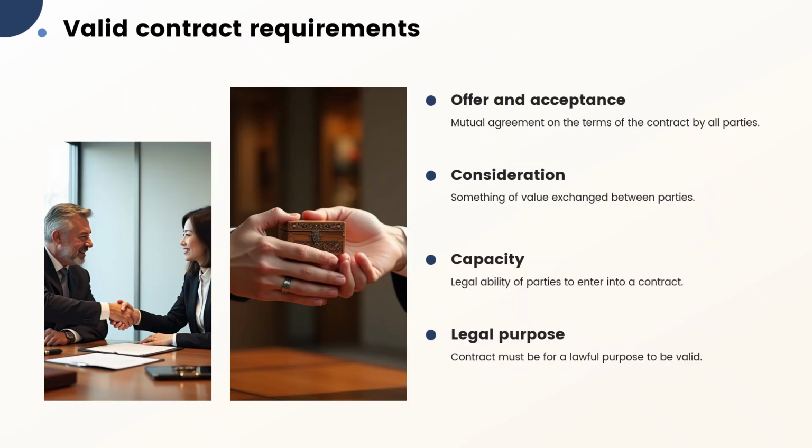Now that we know the types of contracts, let's talk about what makes a contract valid. A valid contract generally needs four major elements: offer and acceptance, consideration, capacity, and legal purpose. If one of these important elements is missing, the contract may not be valid or enforceable.